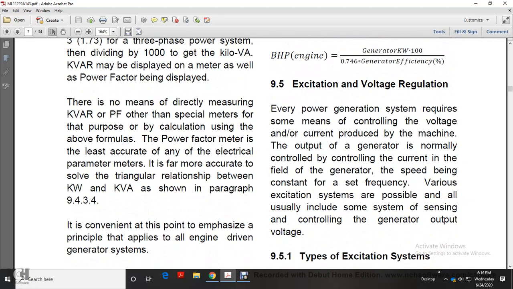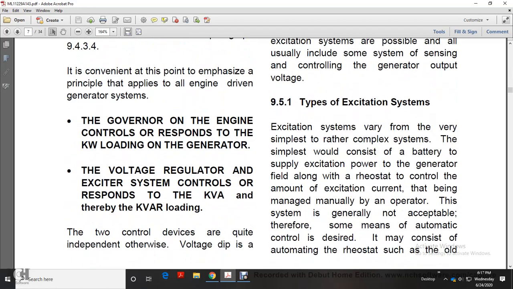Excitation voltage regulation. Every power generator system requires some means of control of the voltage and current produced by the machine. The output of the generator is normally controlled with the current in the field of the generator, the speed being constant with the set frequency. Various excitation systems are possible, but they also usually include a system sensing and controlling the generator output voltage.